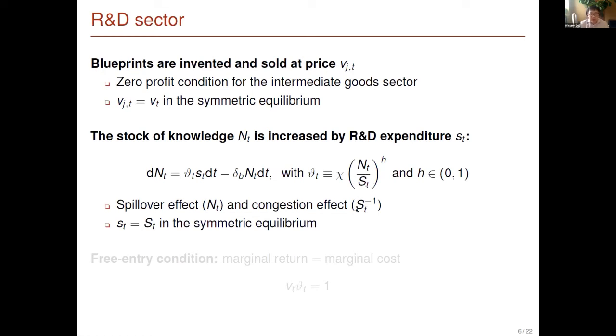So S_T in the denominator is trying to capture the so-called congestion effect, a competition effect. Because they have market power, there is a free entry condition on how much they will produce. They produce until the marginal return of producing one additional unit of blueprints, V_T, the marginal value, multiplied by theta_T, the marginal productivity, equals 1, because the cost of producing 1 unit of blueprints is 1 unit of final goods. So this is the free entry condition, and this is how the R&D sector works.